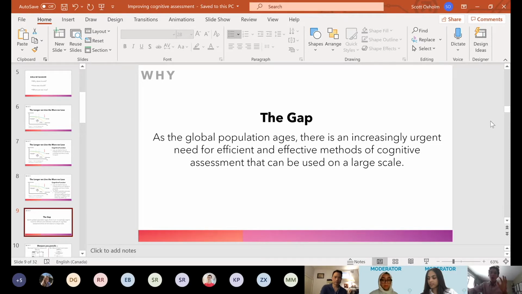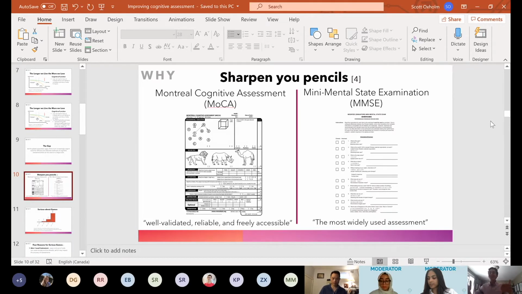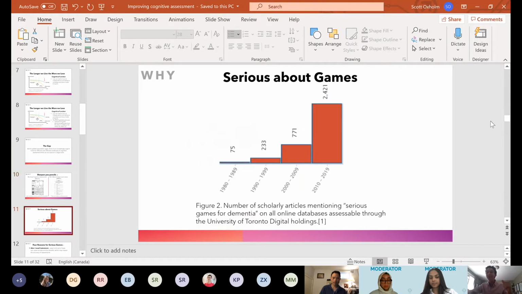So sharpen your pencils, folks, because I'm about to introduce you to a few industry standards. The first is the Montreal Cognitive Assessment, also known as MoCA. And the other is the Mini Mental State Examination, also known as the MMSE. So my resources have stated these as well-validated, reliable, and freely accessible, and for the MMSE, the most widely used assessment. Now, I'm here to argue that there is a better way than these paper and pencil tests, but first I need to introduce one more thing, and that is serious games.